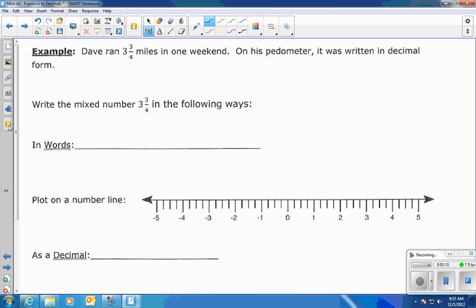Dave ran 3 3/4 miles in 1 weekend. On his pedometer, it was written in decimal form. So we're going to write this mixed number 3 3/4 in the following ways. 3 3/4 is how you would write that in words. It's exactly the way you say it, 3 and 3/4. On a number line, that would be 1, 2, 3, and then 1, 2, 3/4.